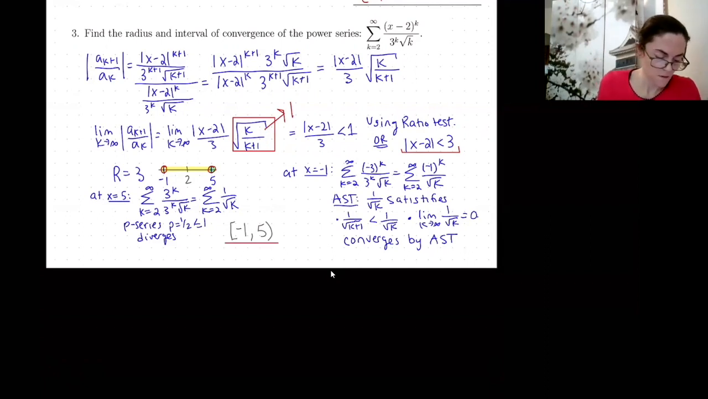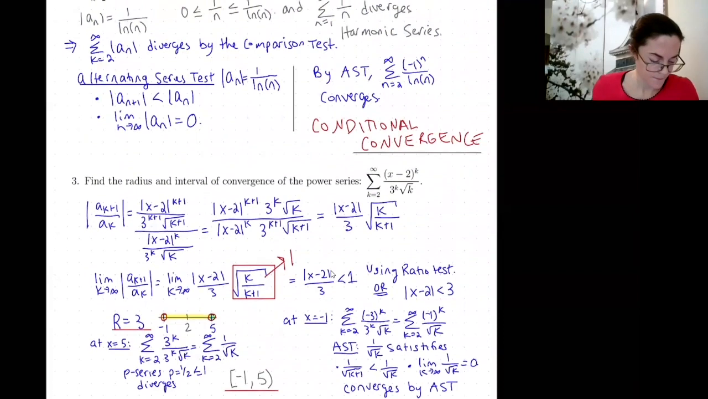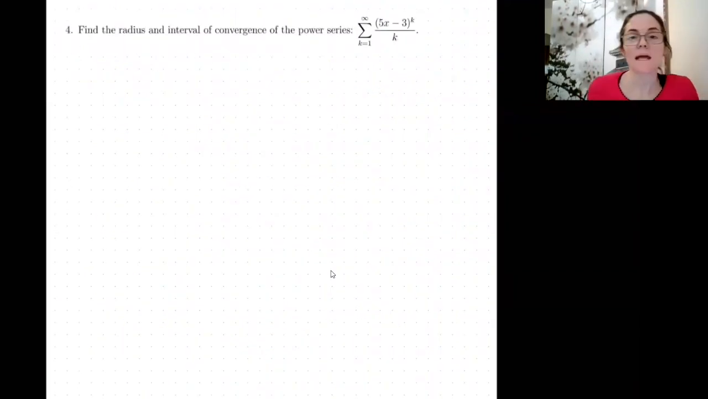This is R is 3. This is number 3. Now, you might look at this and say, I don't see exactly x minus the center to the k. So how is this a power series? Well, let's do an initial step to look at this.